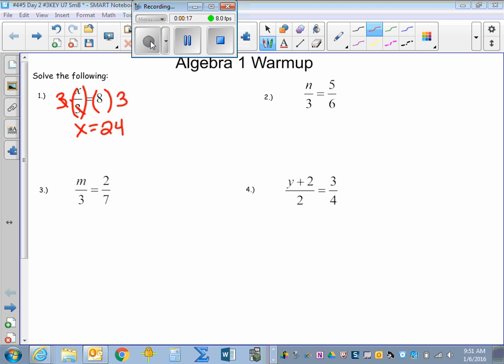Alright, so then number 2, we've done problems like this, especially last unit, where we have fractions and we have to get rid of our denominators. So we multiply by the largest denominator.